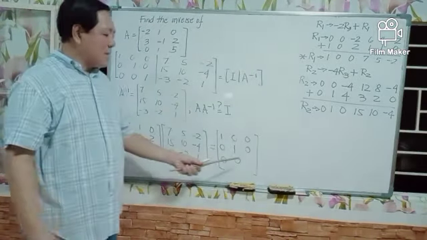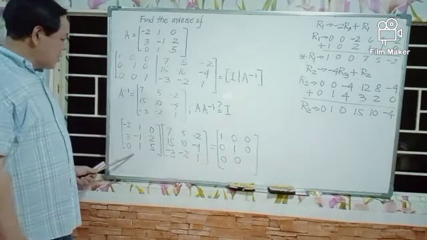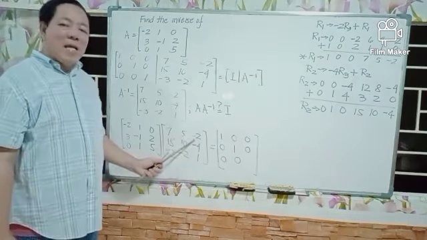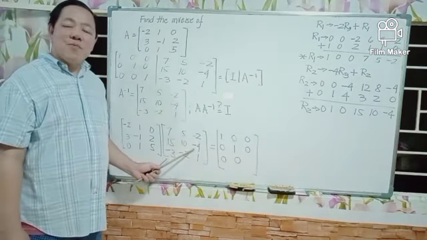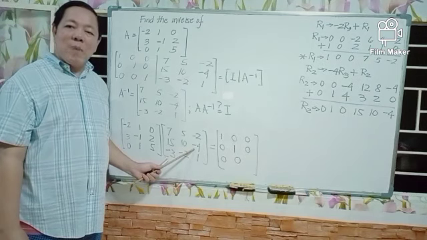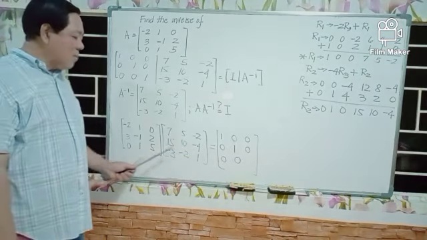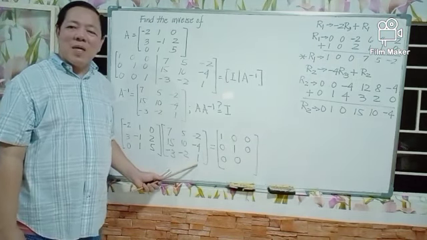And the last entry here is obtained by multiplying the third row by the third column. 0 multiplied by negative 2 is 0 plus 1 multiplied by minus 4 is negative 4. 0 minus 4 is minus 4. And plus 5 multiplied by 1 is 5. We have minus 4 plus 5 is 1.